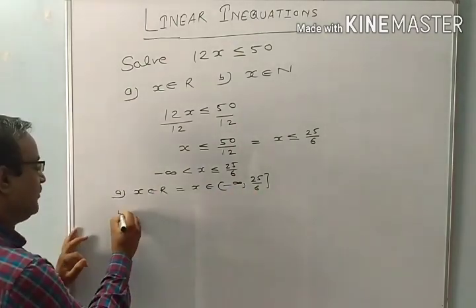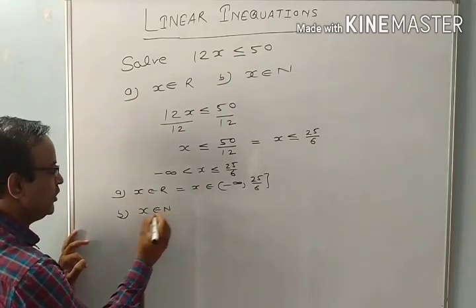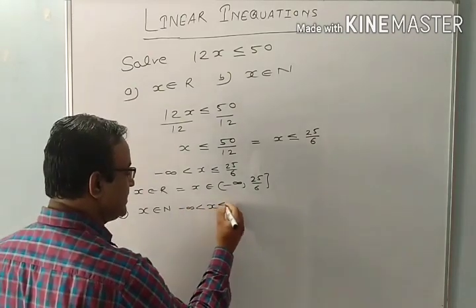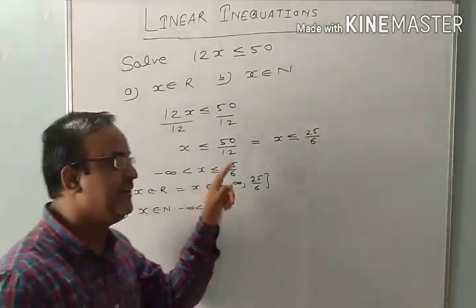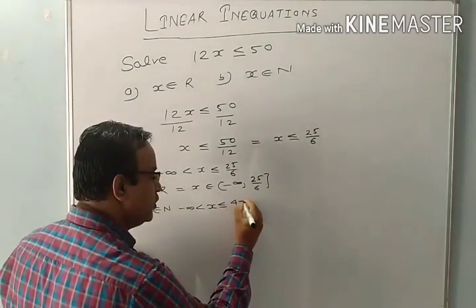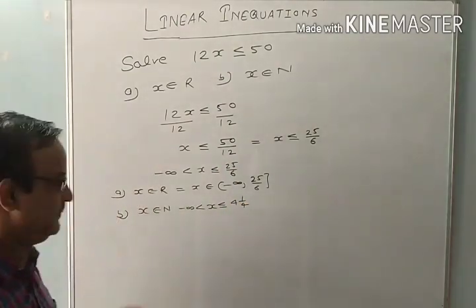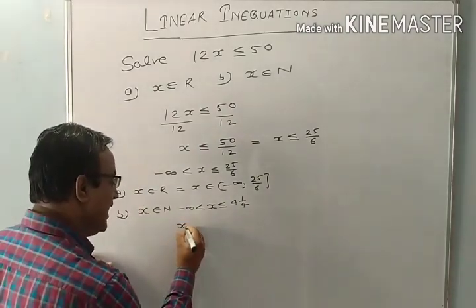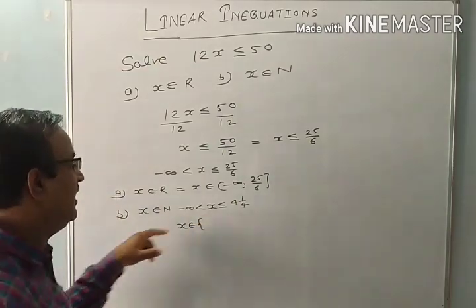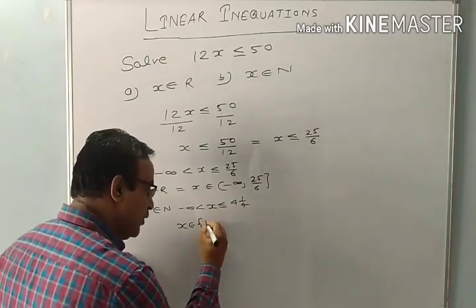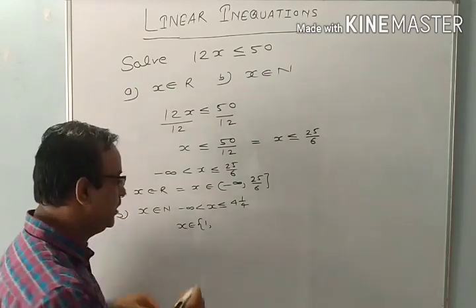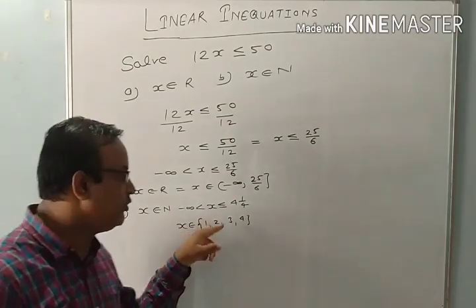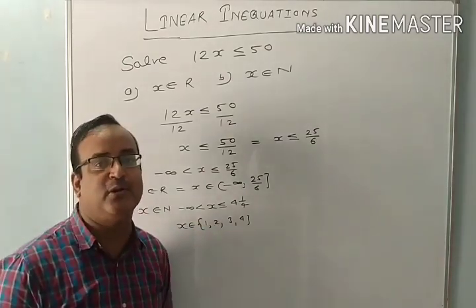And the second part which we have to solve is when x belongs to natural numbers. So x is more than minus infinity but less than or equal to, when we divide it, 4 and 1 by 4, that means 4 point something. But now here x belongs to natural numbers. So what is the solution? x belongs to a set whose elements are 1, because you know 1 is the very first natural number, then 2, 3 and 4 only. Clear? So 1, 2, 3, 4 are the natural numbers, because in the second part of the question, x belongs to natural numbers.